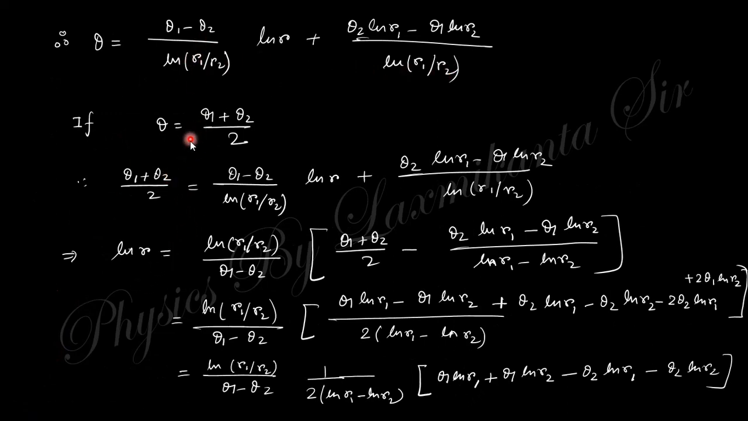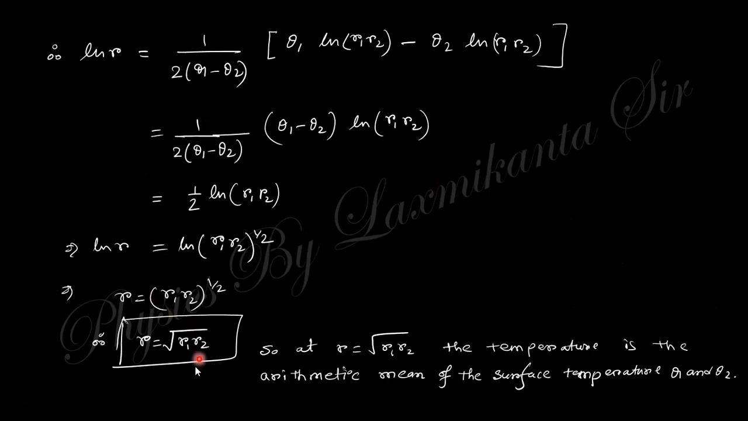Now the question says the temperature will be the average of these two temperatures. What will be the radius? So put the value of theta as theta 1 plus theta 2 by 2, and this is the equation. You need to find the r value from this equation. Just rearranging and calculating, you can easily find that r will be root under r1 r2. Clear? I think you can do this calculation. If there is any doubt, you must comment in the comment box. Go to the next one.